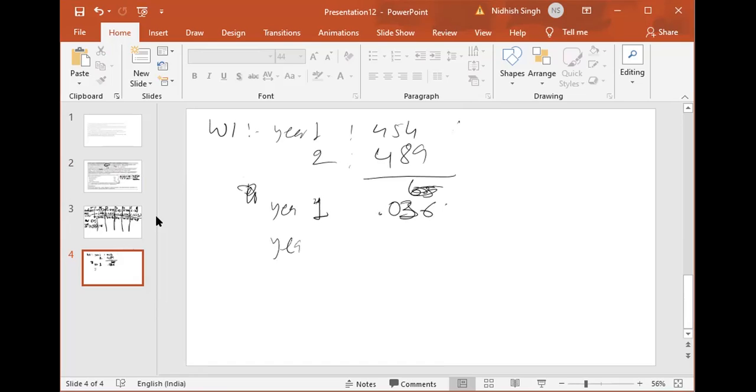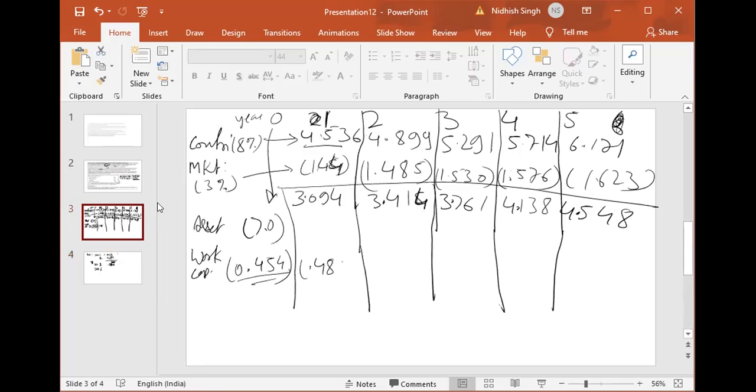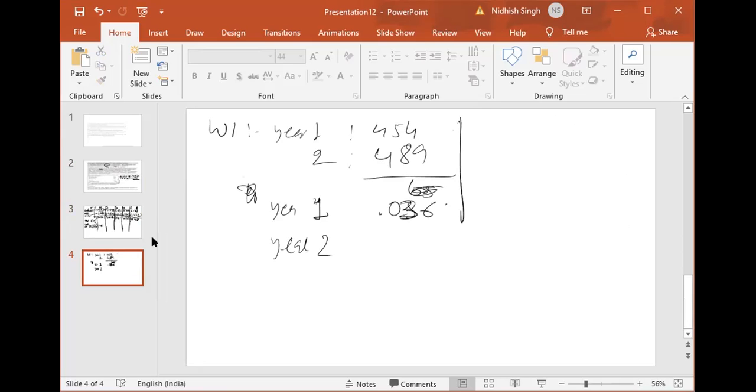Now year 2, how much do I need more? Let me see how much this is. 0.529. So 0.529 minus 489 we have already achieved so far. So that should be around 40. Let's say 40 in terms of decimal of million is 0.04.